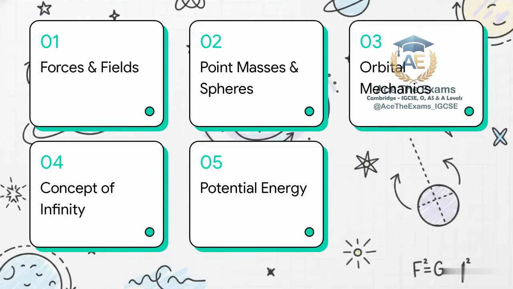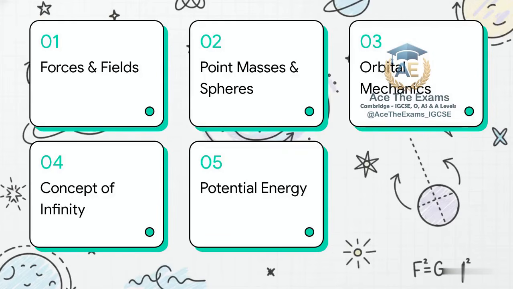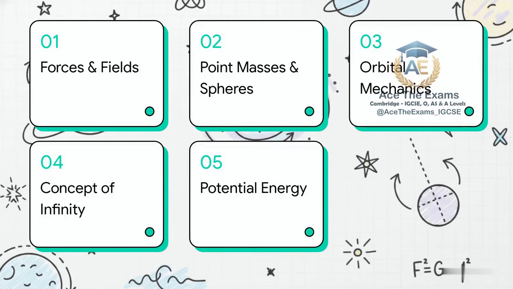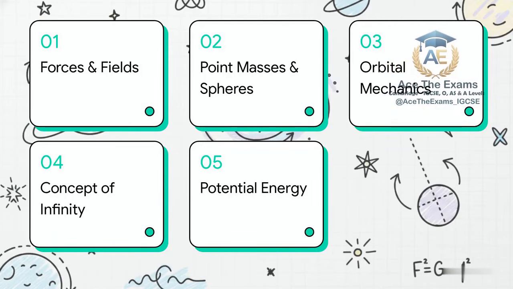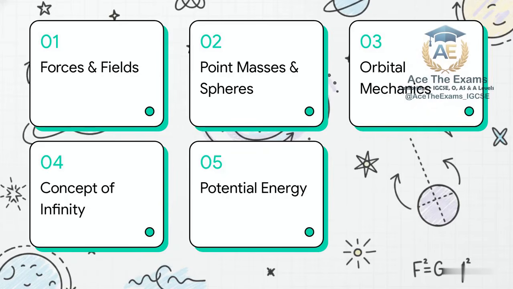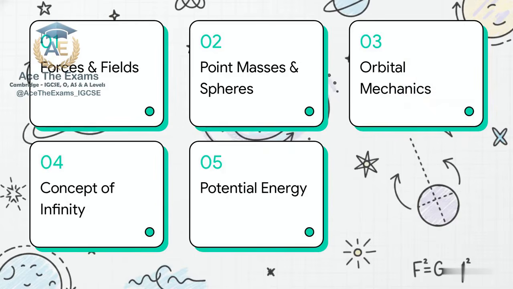To truly master this topic and secure those top-tier grades, we are going to journey from the Earth's surface outward into the vast cosmos. We will progress through 5 distinct stages: the ground layer of forces, point masses and spheres, the complexities of orbital mechanics, the mind-bending concept of infinity, and finally gravitational potential energy.